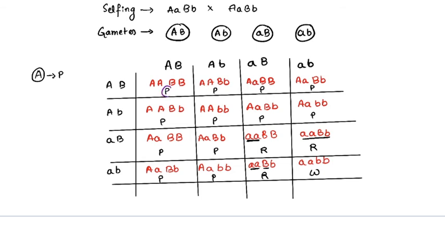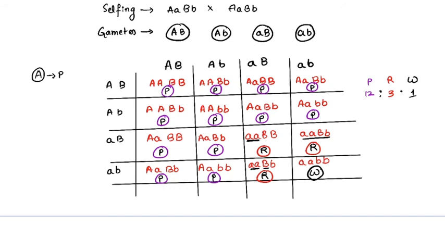Now, counting up the purple: 1, 2, 3, 4, 5, 6, 7, 8, 9, 10, 11, 12. So purple is 12. Next, coming to the red: 1, 2, 3. So red is 3, and we have only one white. So we got the ratio as 12:3:1. Now, if you see the 9:3:3:1 and add the first two phenotypes up, this would be 12:3:1. So that is all about dominant epistasis and how it works, what the molecular mechanism is, and what the change in the ratio of the whole checkerboard or the phenotypes can be.